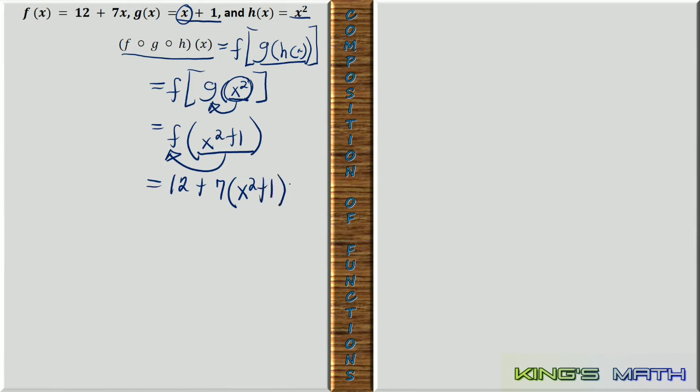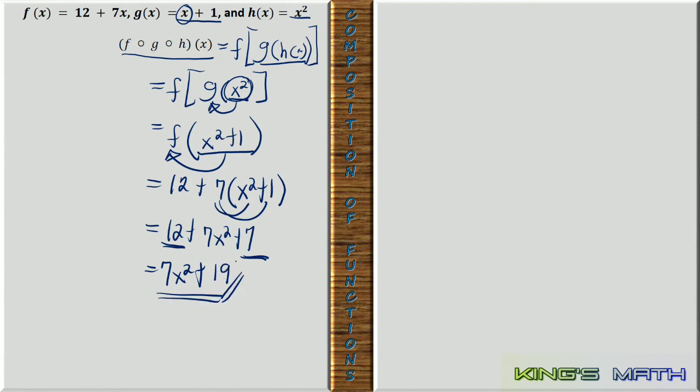Then we're going to simplify. So we're going to have here 12 plus 7 times x squared is 7x squared. 7 times 1 is 7. And then simplifying it further, we're going to have here 7x squared plus 12 plus 7 is 19. And our final answer is 7x squared plus 19. And this ends our discussion under composition of functions.